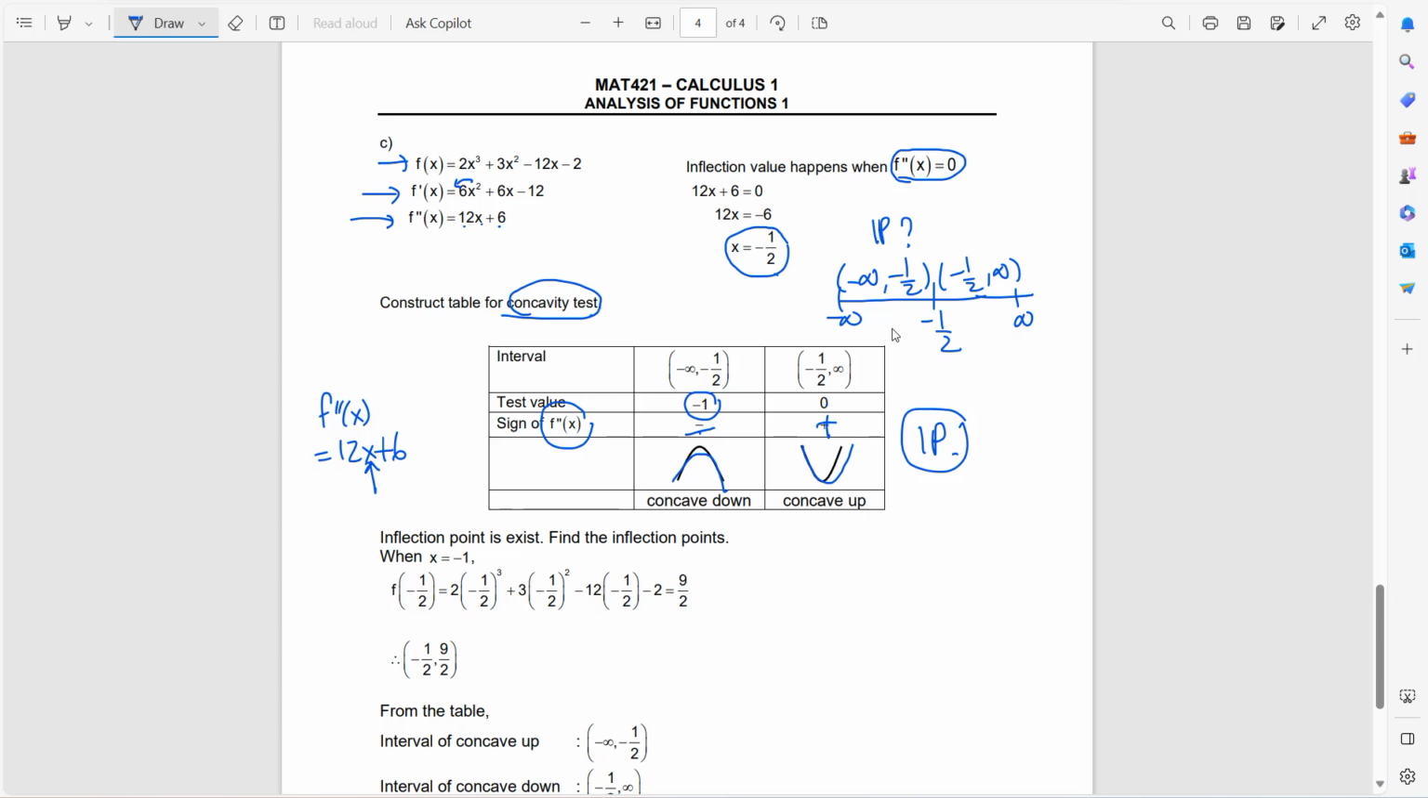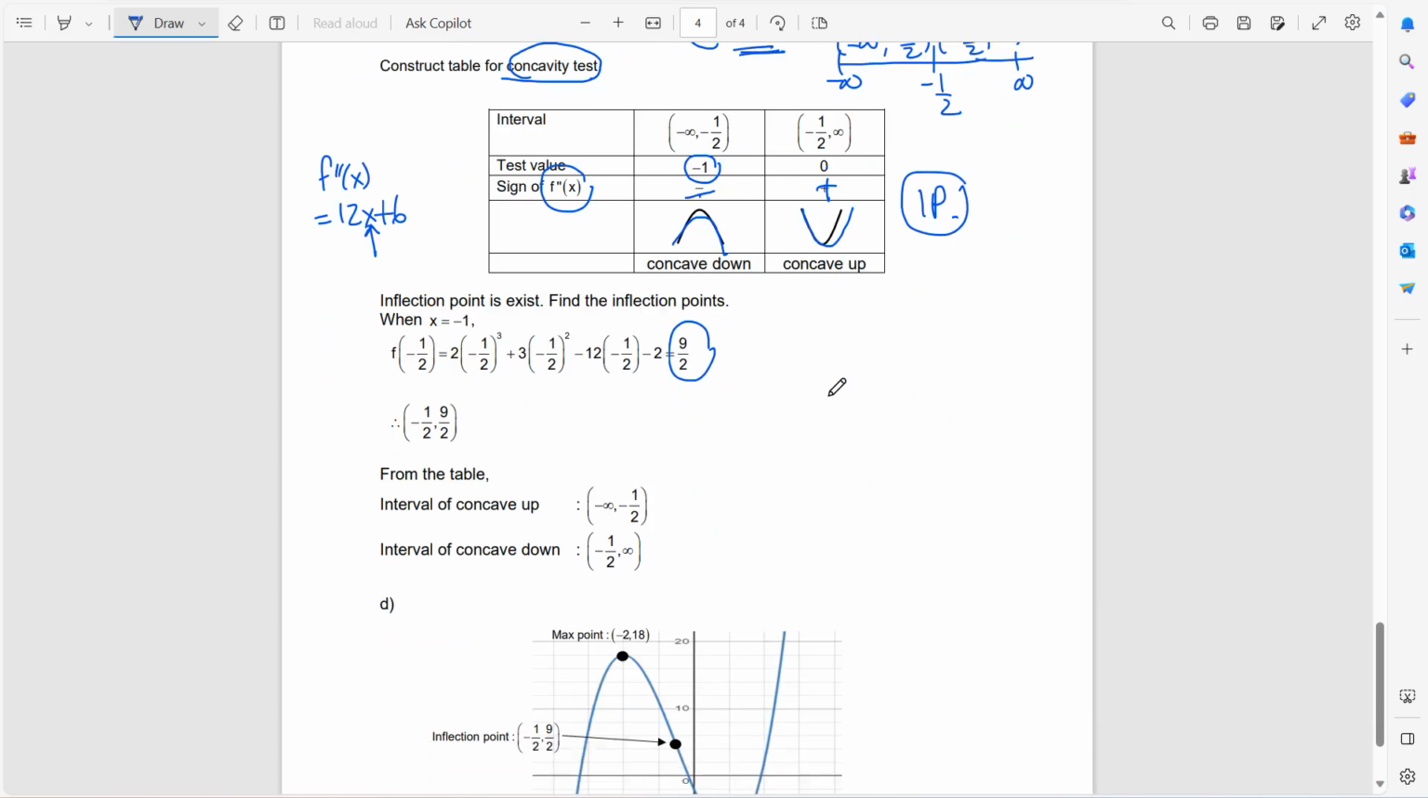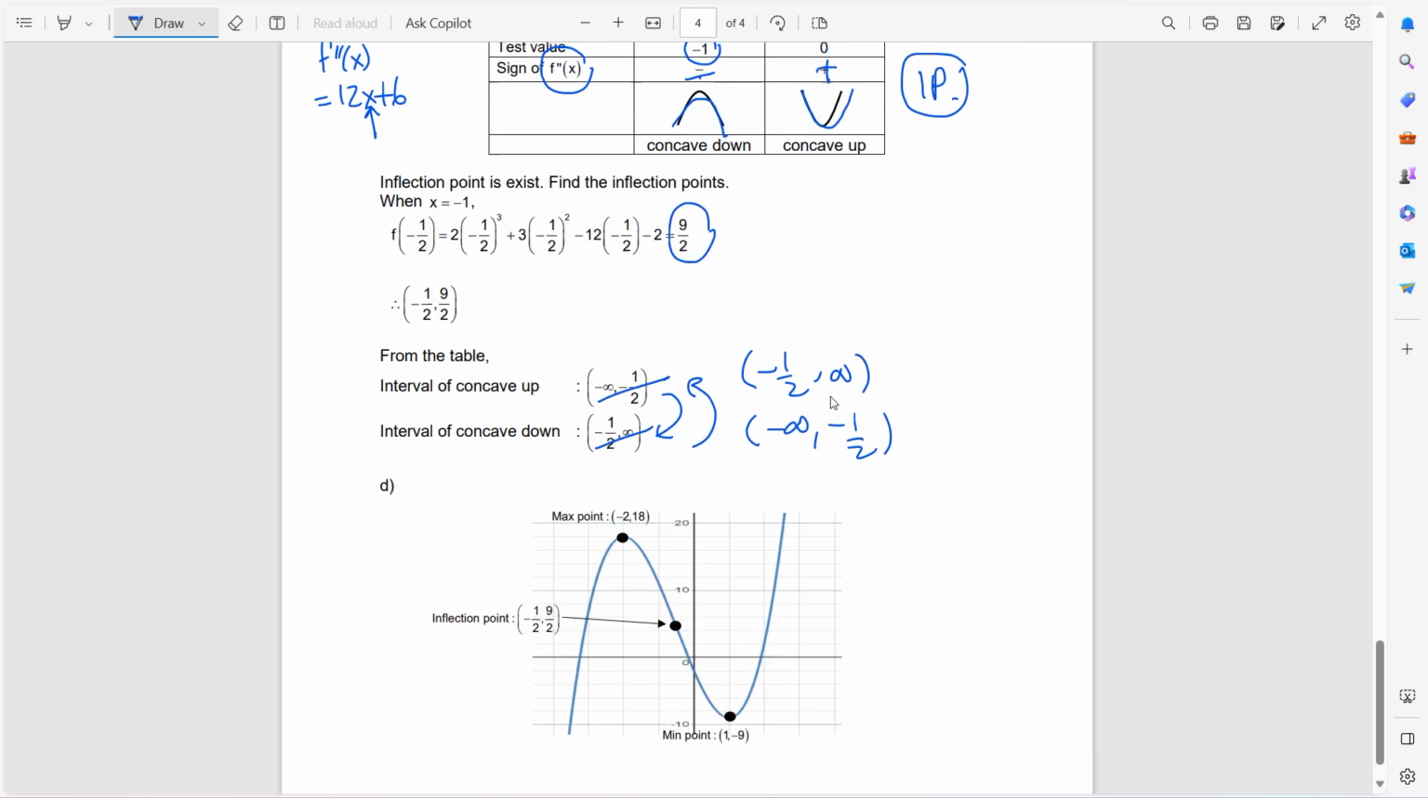How to find the inflection point? We take the inflection value and substitute it into the original function. Then we get 9 over 2. So negative 1 over 2, and 9 over 2 is our inflection point. The interval of concave up is negative 1 over 2 to infinity, and the interval of concave down is negative infinity to negative 1 over 2. And then we are ready to sketch our graph.